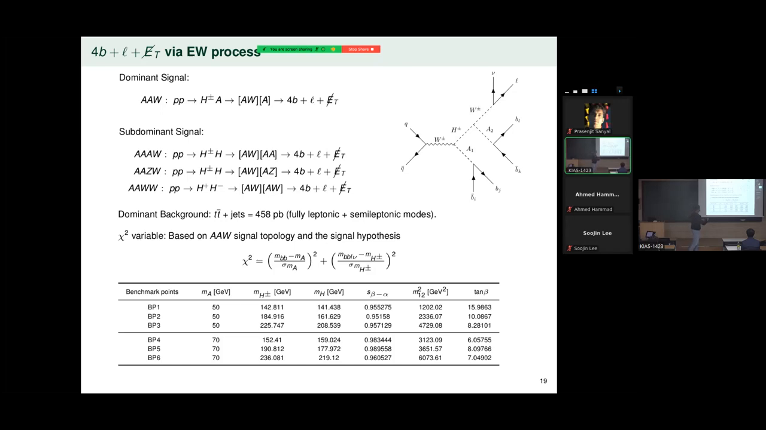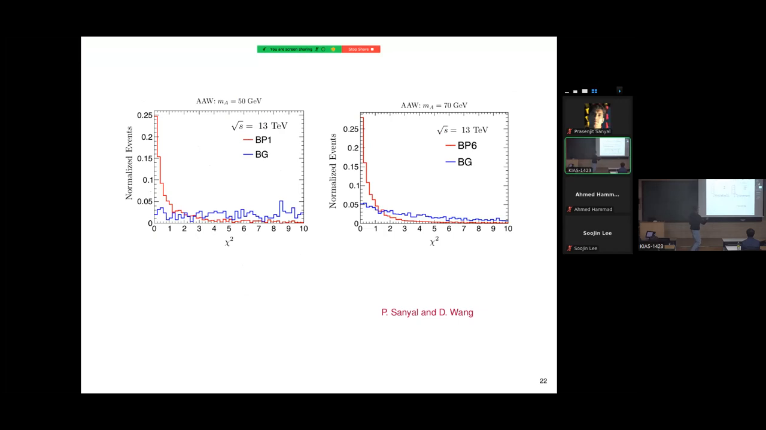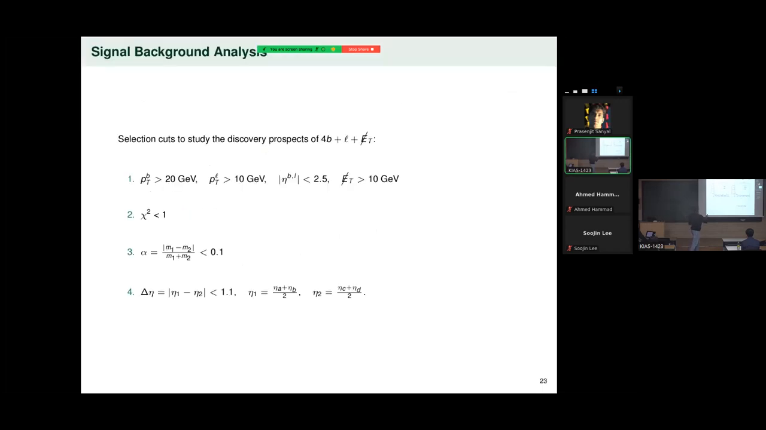Since the chi-square is based on the signal topology, on the AAW signal topology, the chi-square is expected to be very low for the signal. But for the background, the chi-square is widely distributed. So we can use this chi-square to distinguish the signal from the background. So just to get some estimate of the discovery prospects of the 4b plus lepton plus missing energy state, we pair the 4 bjets into two pairs and use this basic selection criteria.